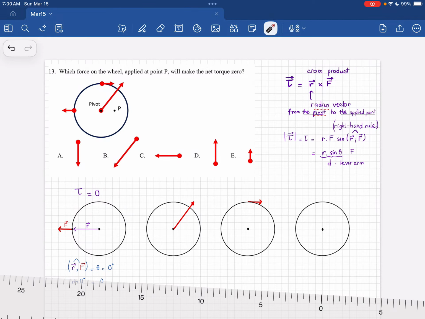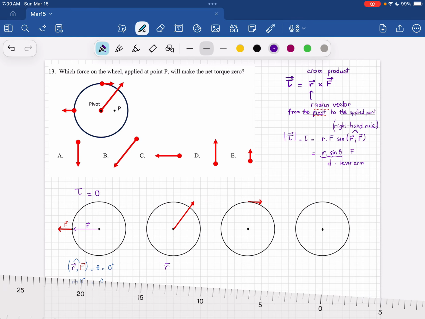Then we do the same thing for this second one. This is the force here, and the pivot point is here. What happened is that you can see the applied point is also the pivot point. So even in this case, we don't even have the vector r. The vector r itself is just 0. So it turns out that the torque is also 0. And what does it mean?